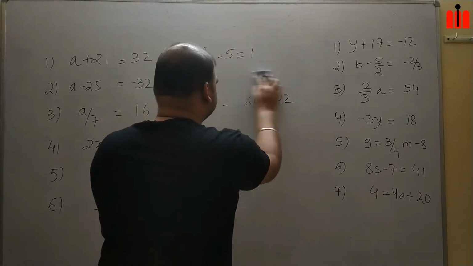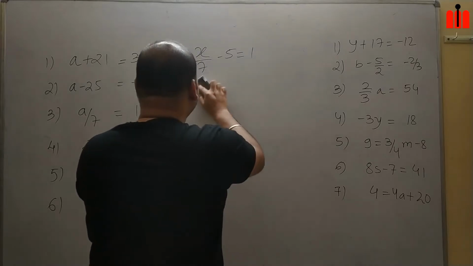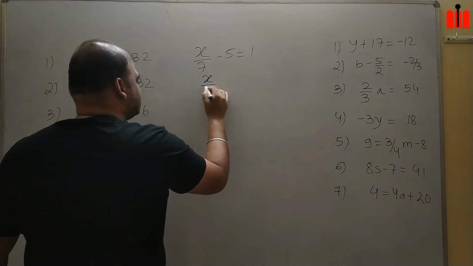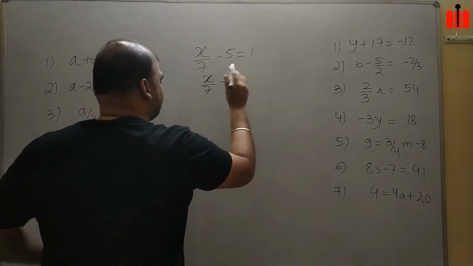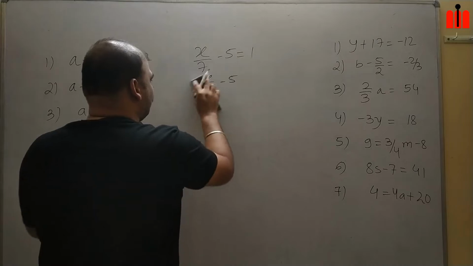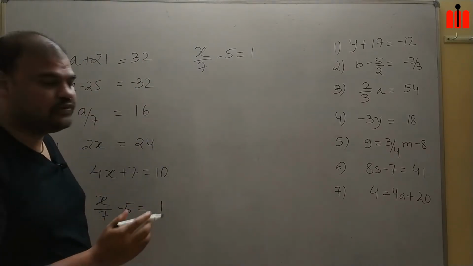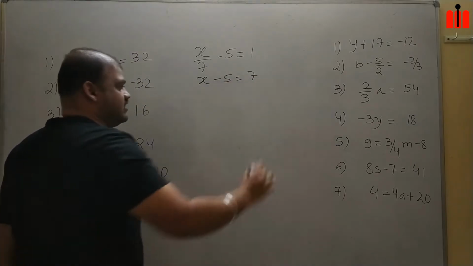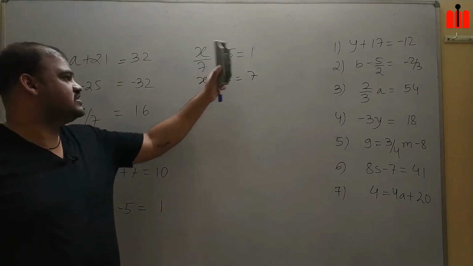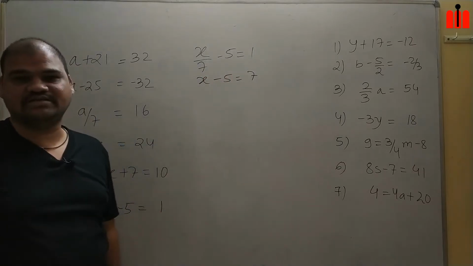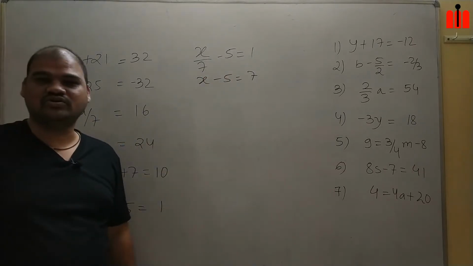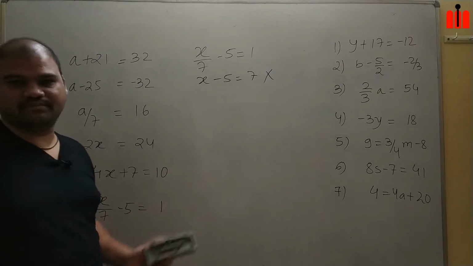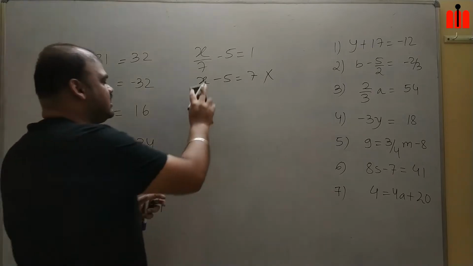Another way is x by 7 minus 5 equals 1. What generally people do is x minus 5 equals 7. They will directly shift this division by 7 to RHS. Now this is also a wrong or faulty step. Okay, how do we have to do it in that case?